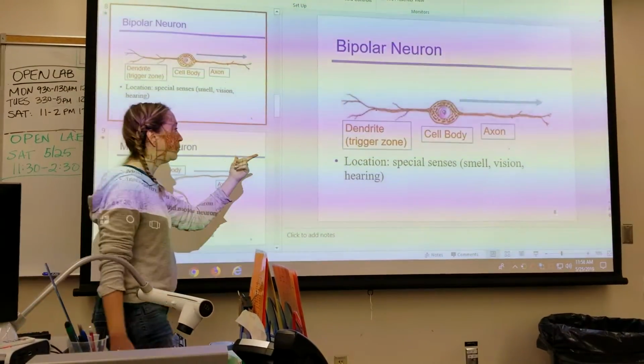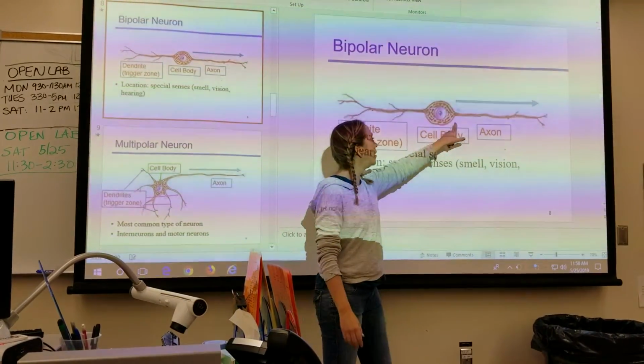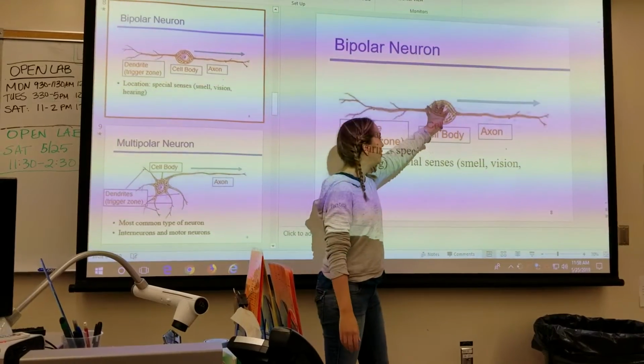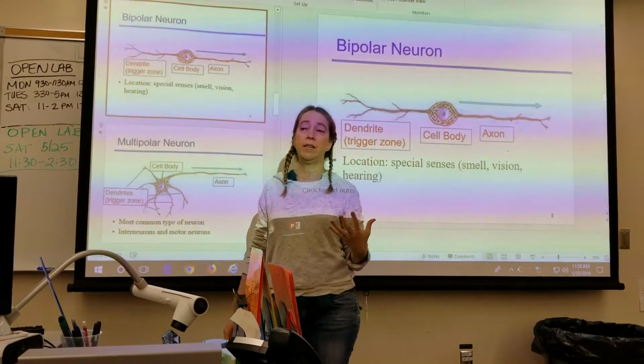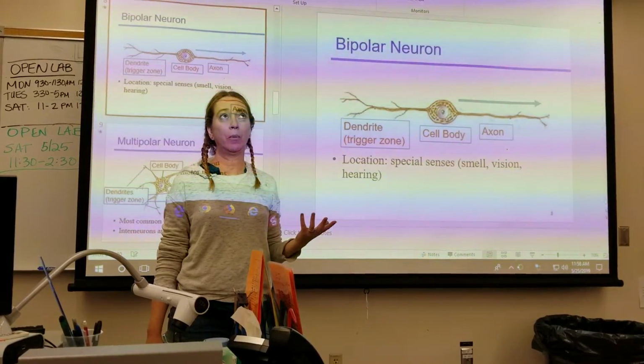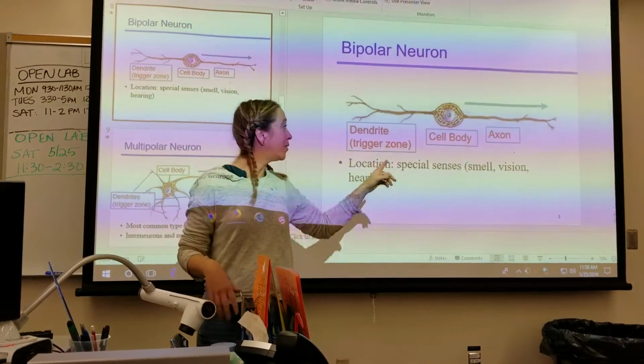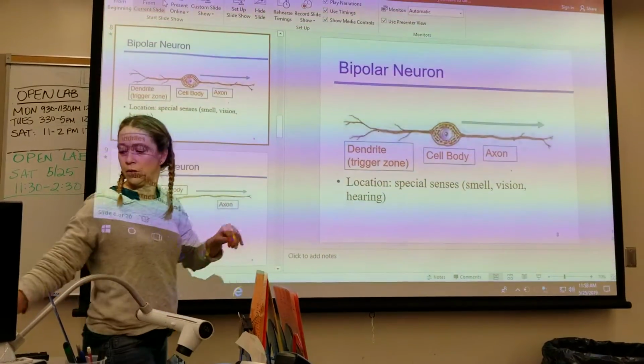This kind, you're hardly ever gonna see this. So bipolar neurons, you can see it looks like it has an axon, kind of like on both sides, and then the cell body's in the middle. The only place you're gonna see this is in special senses, in vision. There might be one other place. So you're not gonna see this very often, but just remember, that's what bipolar looks like, just in case.